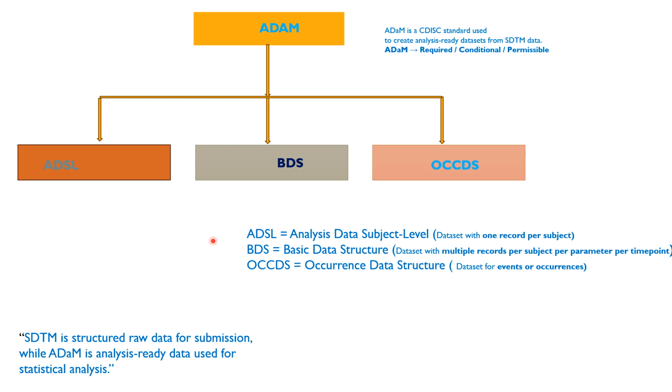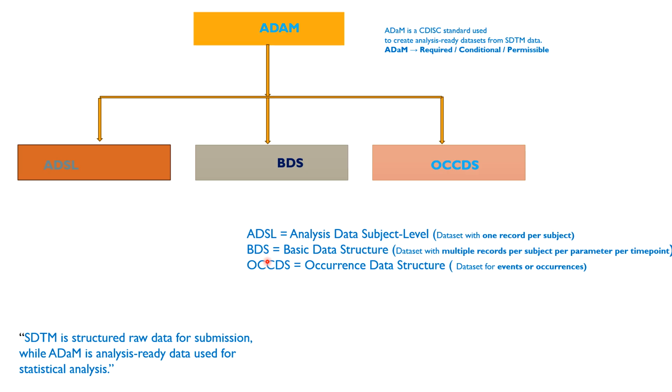ADaM is divided into three types of datasets: the ADSL dataset, BDS datasets, and OCCDS datasets. ADSL stands for Analysis Dataset Subject Level. This dataset has one record per subject. This is the structure of ADSL: one record per subject.